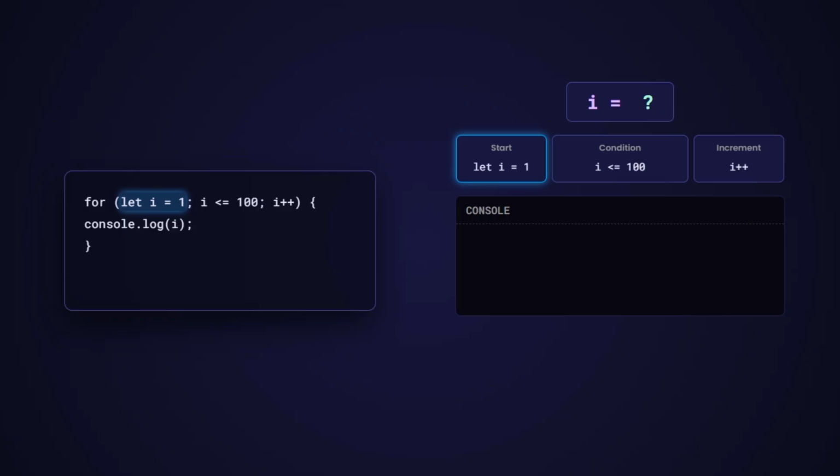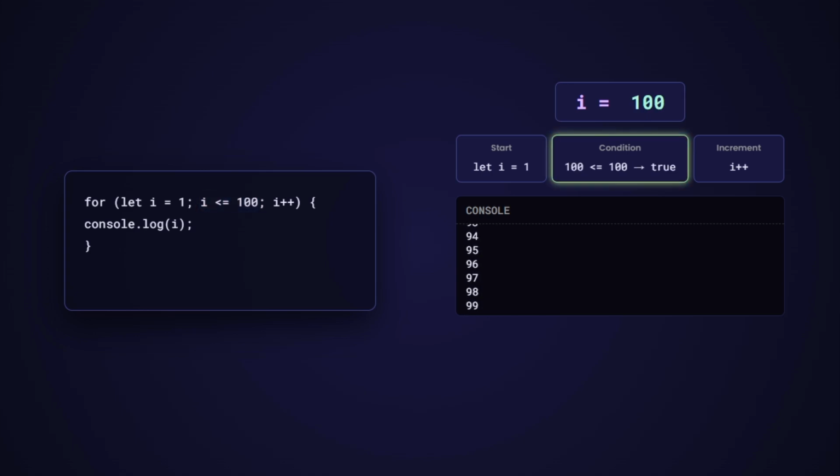I equals 1 means start at 1. I less than or equal to 100 means keep going while I is 100 or less. I plus plus means add 1 to I after each loop. So the loop prints 1, then 2, then 3, all the way to 100. Once it reaches 101, the condition I less than or equal to 100 is false, so the loop stops.